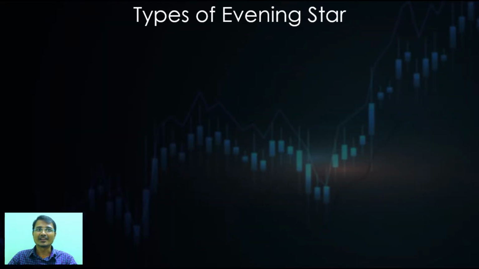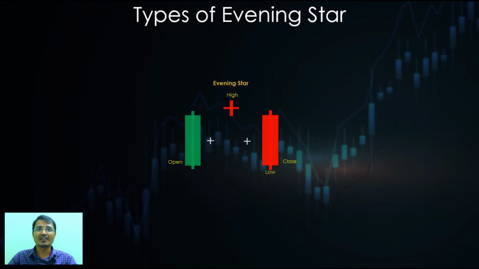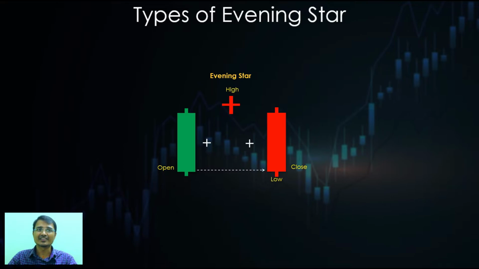Types of evening star pattern. Now let us expand the scope of evening star and the logic behind each type. When we compare evening star patterns in lower to higher time frame, there are 3 types. Here, the closing price of the third red candle is the deciding factor.